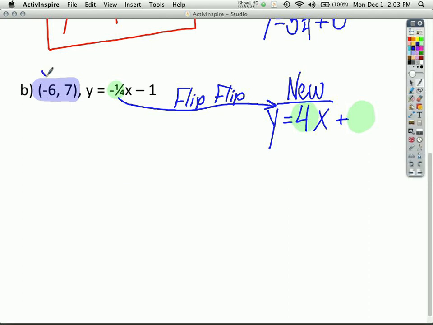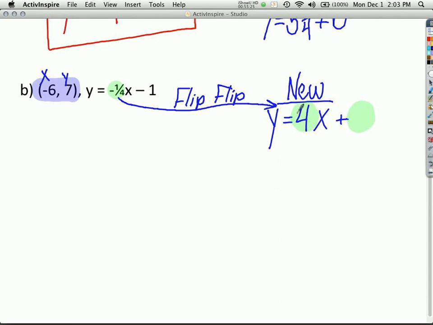X and Y. Plug in the information, solve the equation. 7 equals 4 times negative 6 plus b. Solve and get your b. Go ahead, you solve it. No fractions, nothing to be scared of. You guys can do that in 5 seconds, 10 seconds maybe. Give me a thumbs up when you got b.